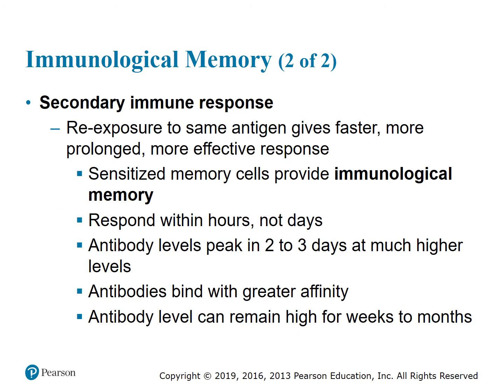Secondary immune response is when there is a re-exposure to the same antigen, and this gives a faster, more prolonged, more effective response. Sensitized memory cells provide immunological memory. They respond within hours, not days, and the antibody levels peak in 2 to 3 days at much higher levels. Antibodies bind with greater affinity, and the antibody level can remain high for weeks to months.